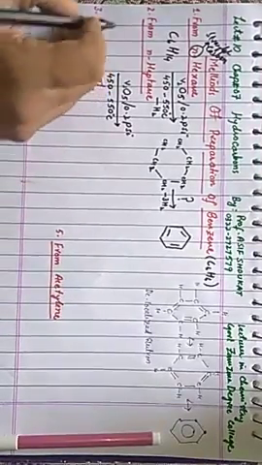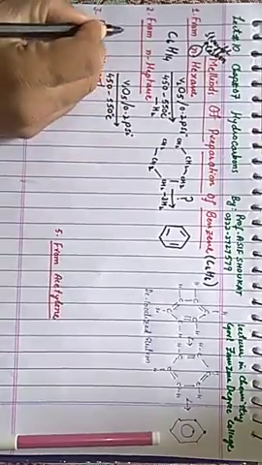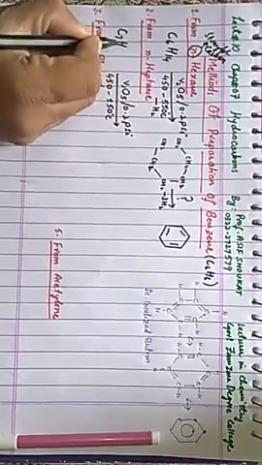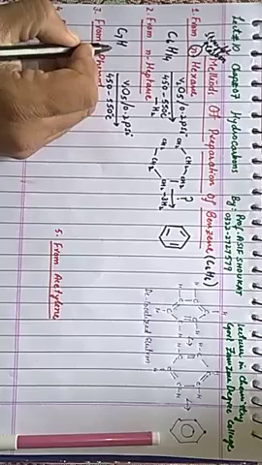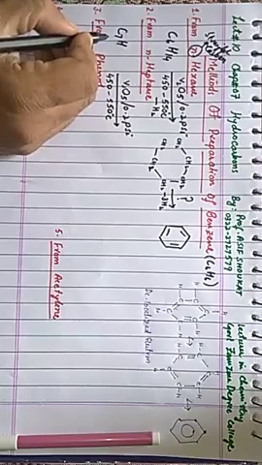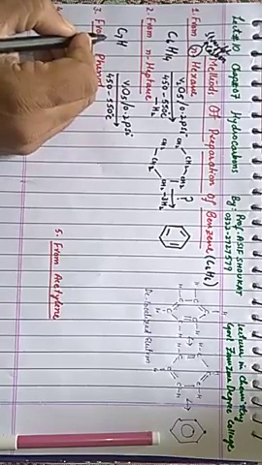Now from n-heptane, hept means 7, n means normal. What is normal? It means 7 carbons are present in a straight chain structure. It's not a ring.